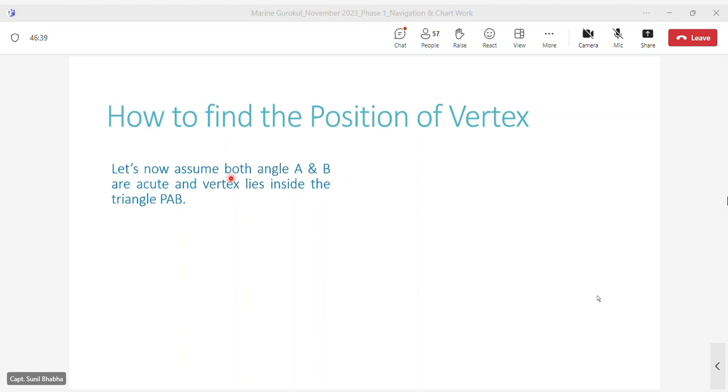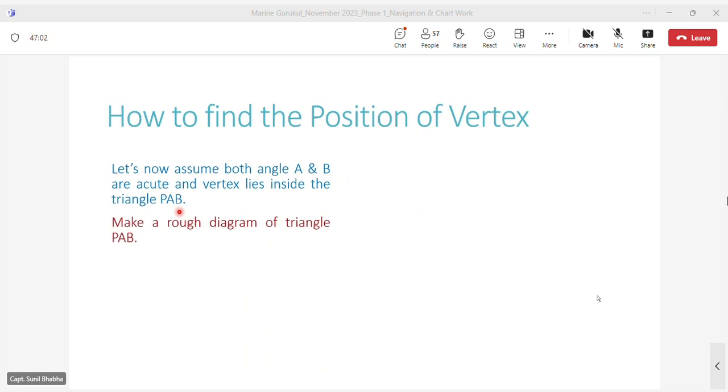Let's assume that in a particular situation, both angle A and angle B are acute, less than 90 degrees. And this tells us that the vertex lies inside the triangle PAB. We are just assuming this situation to look at the procedure. How do we obtain the position of the vertex?